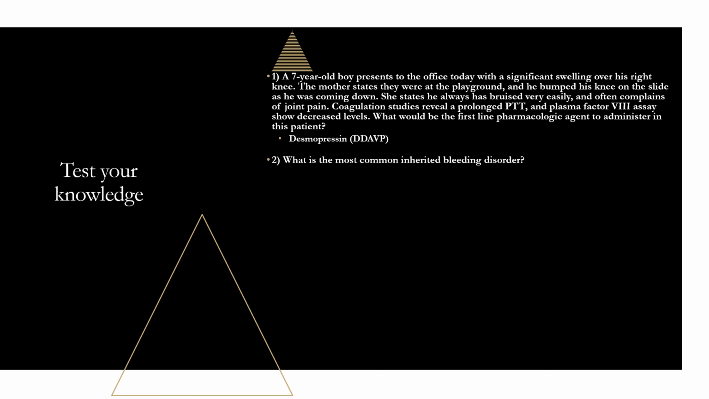Question 2, what is the most common inherited bleeding disorder? That's going to be von Willebrand disease, seen in up to 1% of the population.